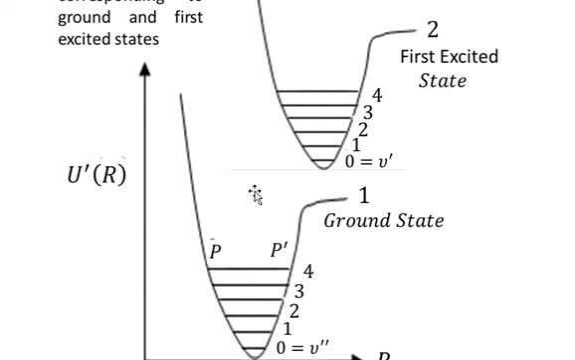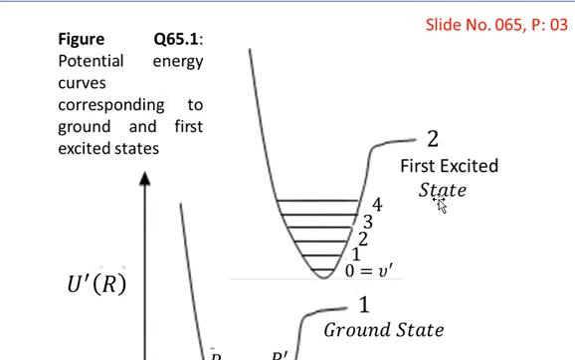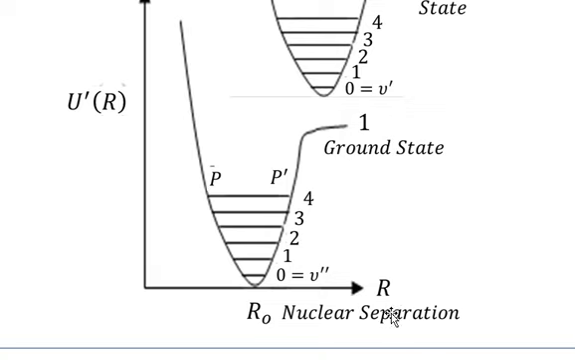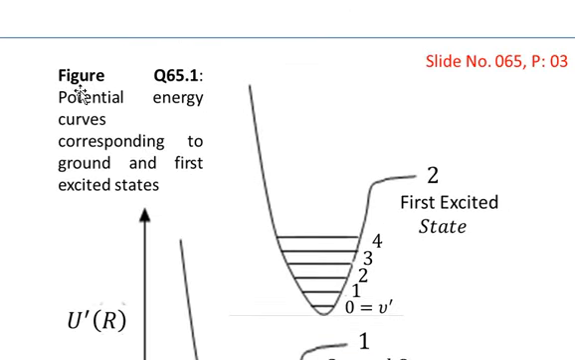And the more significant point is that when the molecule is excited to the first electronic state, then of course the vibrational curve is shifted to larger value of the internuclear separation. Let me read the caption of this figure. Potential energy curves corresponding to the ground and the first excited states.